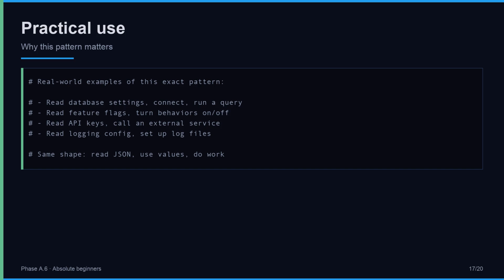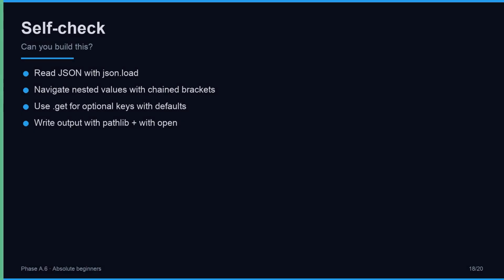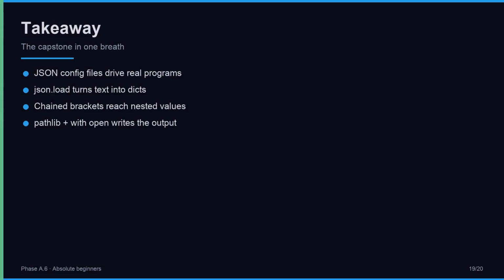This shape is everywhere. Quick self-check. Can you write the 3 lines that open a JSON file and turn it into a dict? Can you reach into a nested block like config database host? Can you use get to handle a missing key gracefully? And can you write the 4 lines that build an output path and write a line to it? If any feels shaky, type the full script from the previous part into a real file and run it. Then change the config and run it again. Type it yourself.